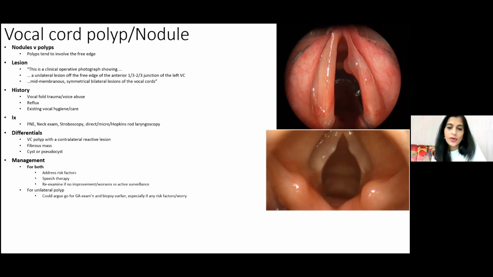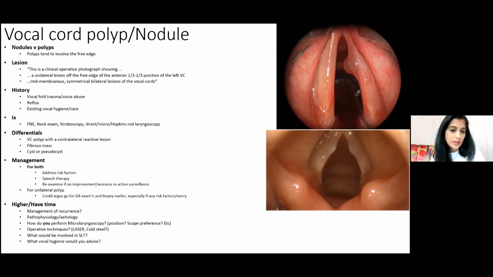Having said that, for a unilateral lesion or a unilateral polyp, you may wish to say in your exam, and I don't think you'd be penalised if you argued, that you would go for a general anaesthetic examination and a biopsy fairly early, particularly if you felt in the history there were any concerning features or risk factors. The patient was a heavy smoker, or the onset of symptoms was very rapid, or they didn't have the other benign risk factors and had more of the serious risk factors, and you'd probably take them to theatre earlier.